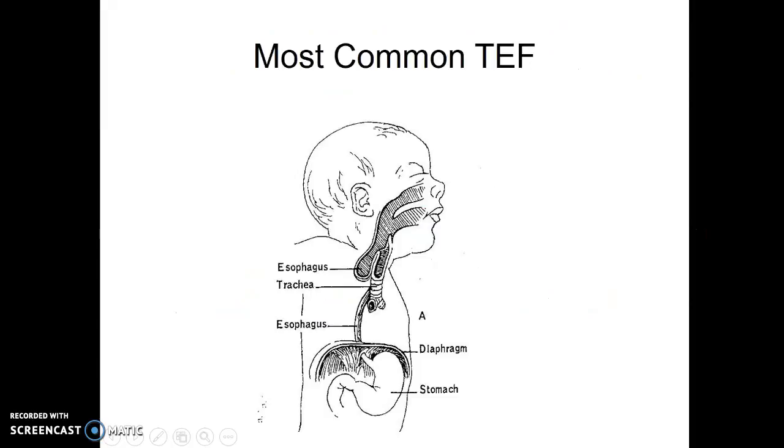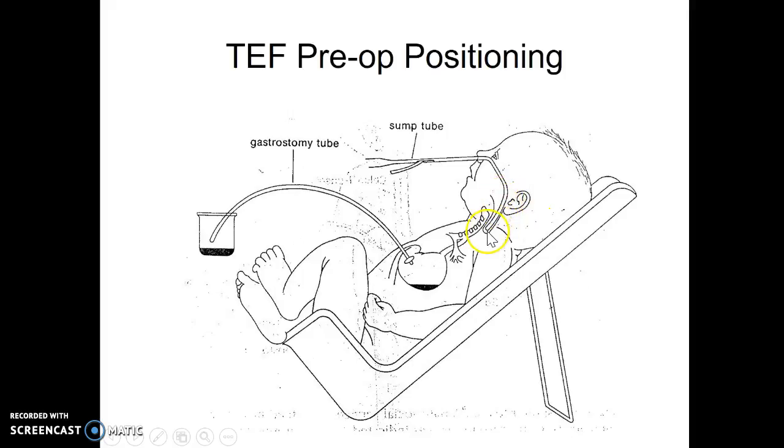This is the most common type. It's got that dead end, and then the connection between the lower esophagus and the trachea here. So with this kid, they usually will want to put down a Salem sump, right, your suction, into that dead end so that what's there, we're getting back out, and drain the stomach as well, because anything that refluxes here gets aspirated, and keep them upright.